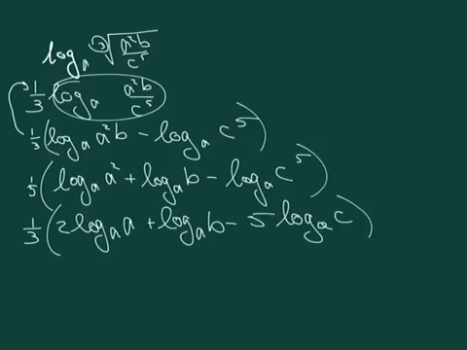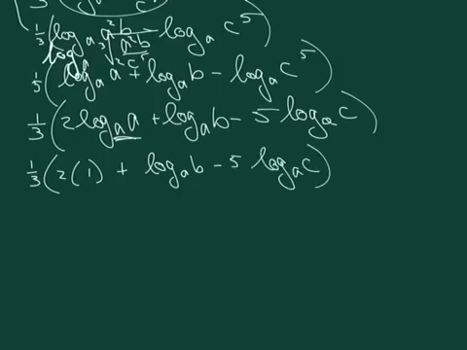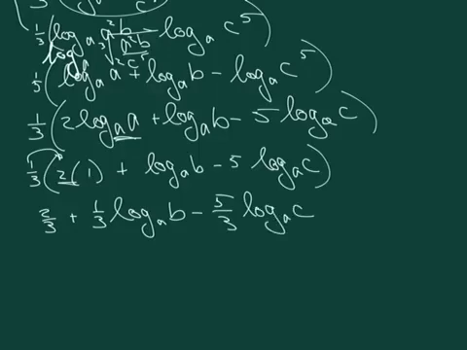Alright, if you remember, in one of your properties, you should have written down in your notes, log a of a is actually equal to 1. And then log a of b minus 5 log a of c. Sorry, I'm just writing tons of stuff. Okay, so that ends up just being a 2, and then I distribute the 1/3: 2/3 plus 1/3 log base a of b minus 5/3 log base a of c. Okay, so that's what I end up with for my total answer for that.